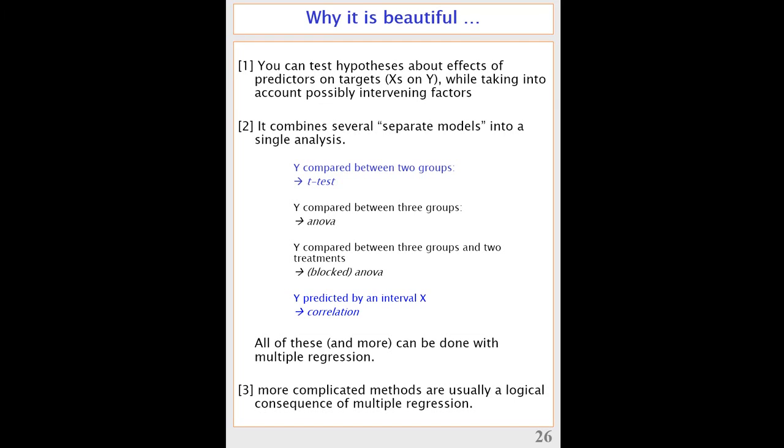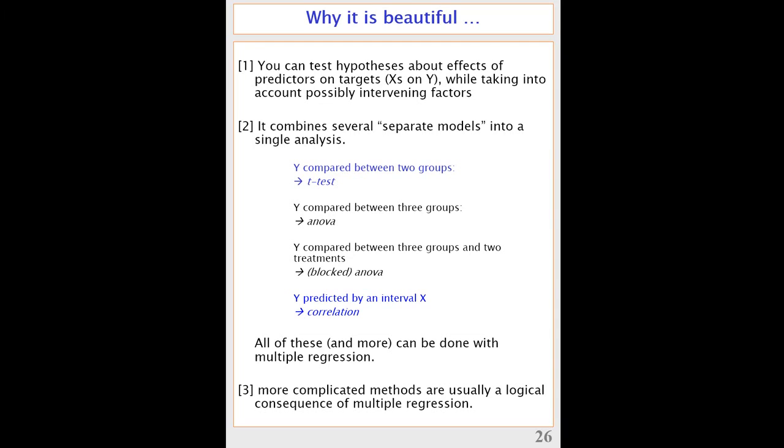Second thing is, as soon as you know what multiple regression is, you should be able to see that quite a few of the things that we did before and that we will do are actually special cases of multiple regression. One would be a t-test, I'll show that in a minute, so that two groups and we have an interval scale variable that we want to compare. We did that already. You could also do this with multiple regression and would give you exactly the same results.